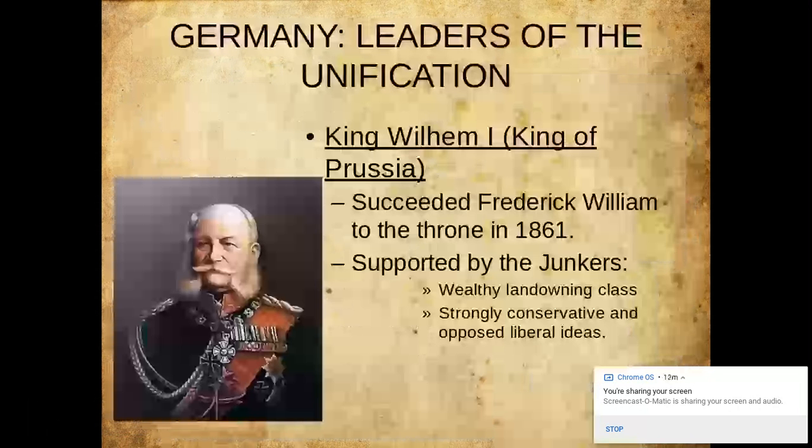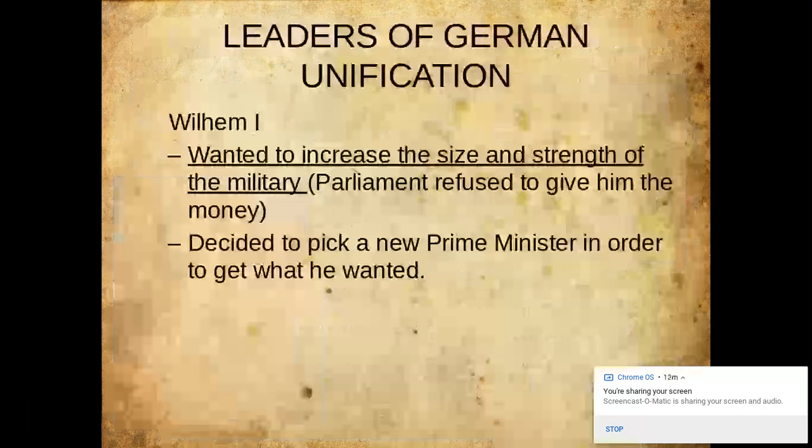All right, so a couple key figures. King Wilhelm, he was the king of Prussia. Who succeeded is not really that important. Ultimately, he was supported by the wealthy land owning class, strongly conservative, opposed liberal ideas, very traditional, didn't like change, and he's going to be the one who's going to appoint Bismarck. We'll get to him in a minute.